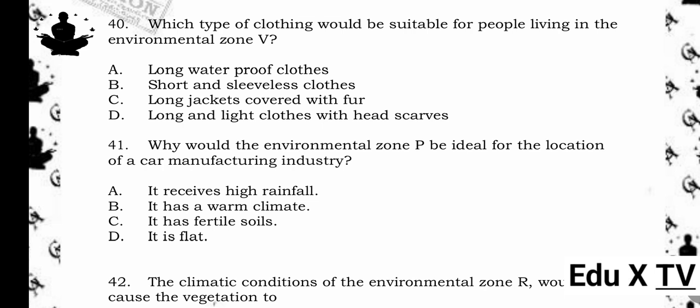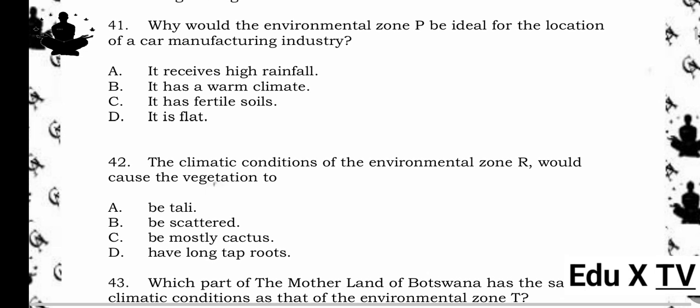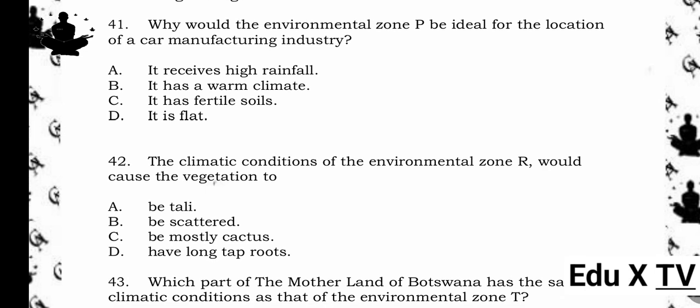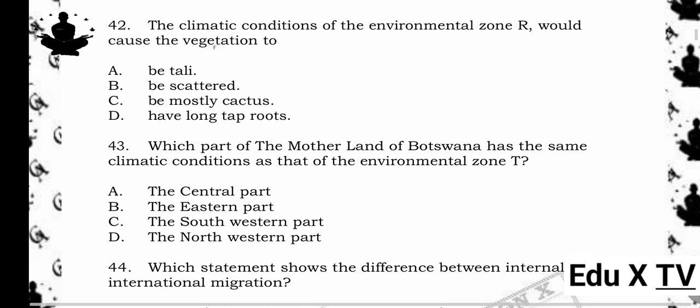41. Why would the environmental zone P be ideal for the location of a car manufacturing industry? A. It receives high rainfall. B. It has a warm climate. C. It has fertile soils. D. It is flat. The answer is D. It is flat. Reason being, flat land is crucial for construction of large industrial buildings and transport access, making option D the most practical reason.